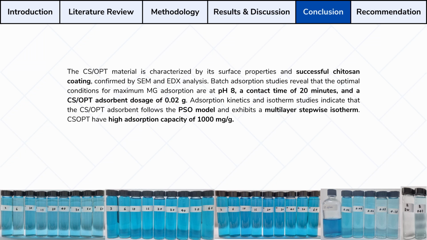In conclusion, CSOPT material is characterized by its surface properties and successful chitosan coating, confirmed by SEM and EDS analysis. Batch adsorption studies reveal that the optimal conditions for maximum Mg adsorption are at pH 8, a contact time of 20 minutes, and a CSOPT adsorbent dosage of 0.02 gram. Adsorption kinetics and isotherm studies indicate that CSOPT adsorbent follows the PSO model and exhibits a multilayer stepwise isotherm. CSOPT has a high adsorption capacity of 1000 mg per gram.